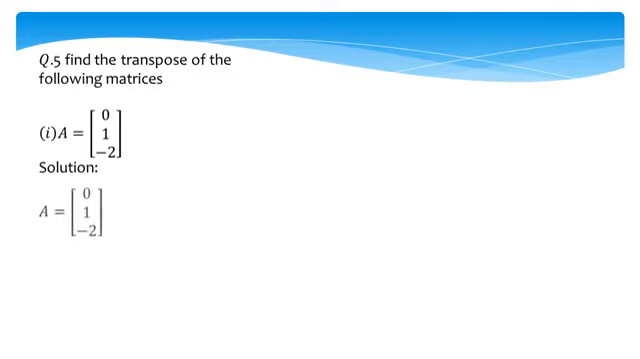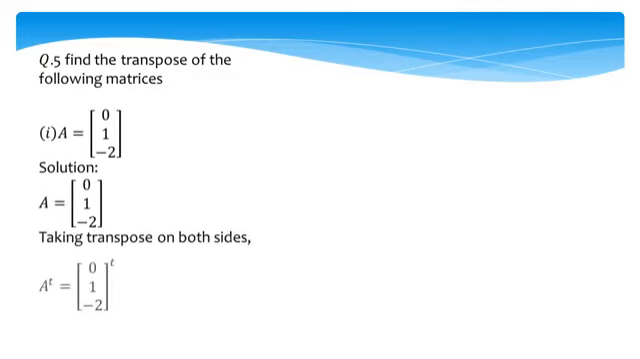Find the transpose of the following matrix. First, matrix A is equal to 0, 1 and minus 2. Solution. Write your question as it is, taking transpose on both sides. Now convert rows into columns: 0, 1 and minus 2.